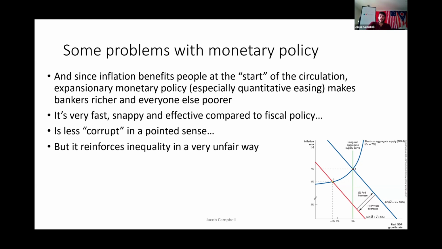And so you end up getting a more nuanced view of it. Monetary policy is very fast, snappy, and effective when we compare it to fiscal policy. We can implement it quickly. It's generally more reliable. It's generally less corrupt in the sense that you don't get the pork barrel spending. But it also reinforces inequality in a very unfair way. And every time one of these disasters happens, we get another bout of it. The rich get richer, the poor get poorer, relatively speaking.